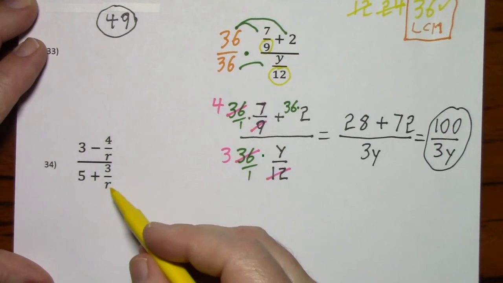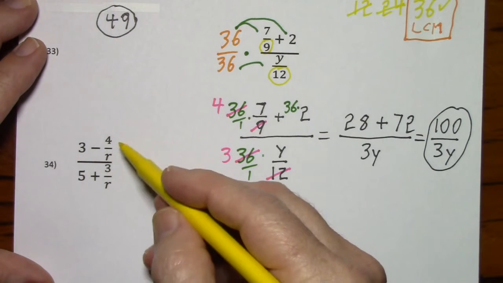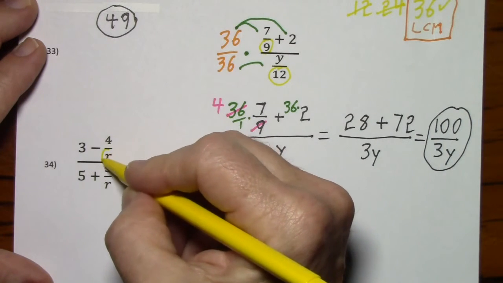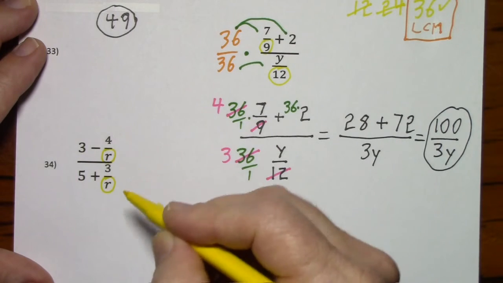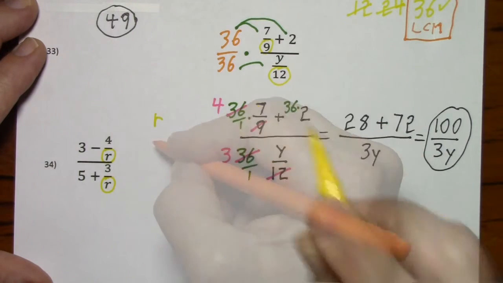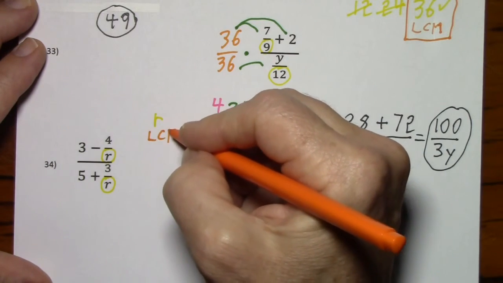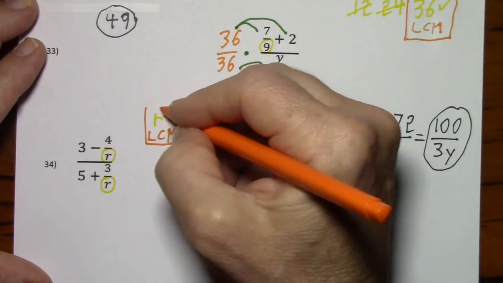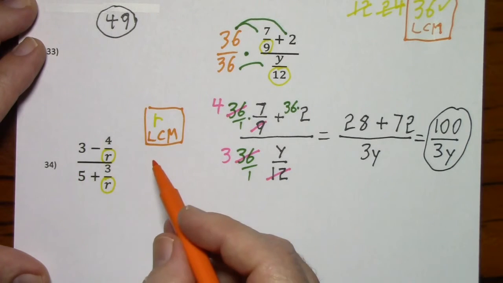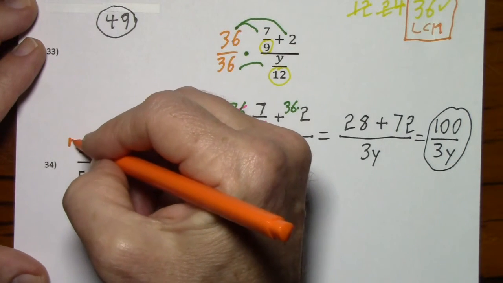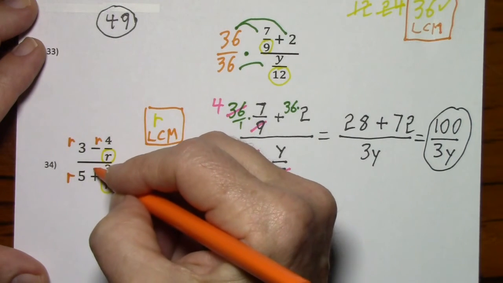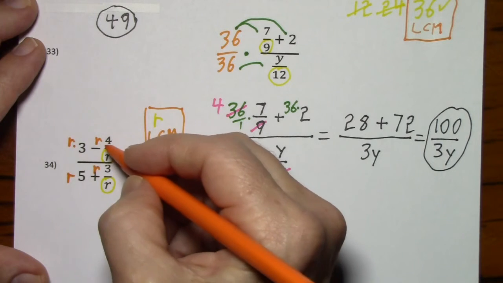For 34, we have a complex fraction. We need to clean up the numerator and denominator. The only denominators we have to look at are r. So r is the least common multiple. So I'll show this sort of a faster way. You just put a r next to each term. And remember, you're multiplying.